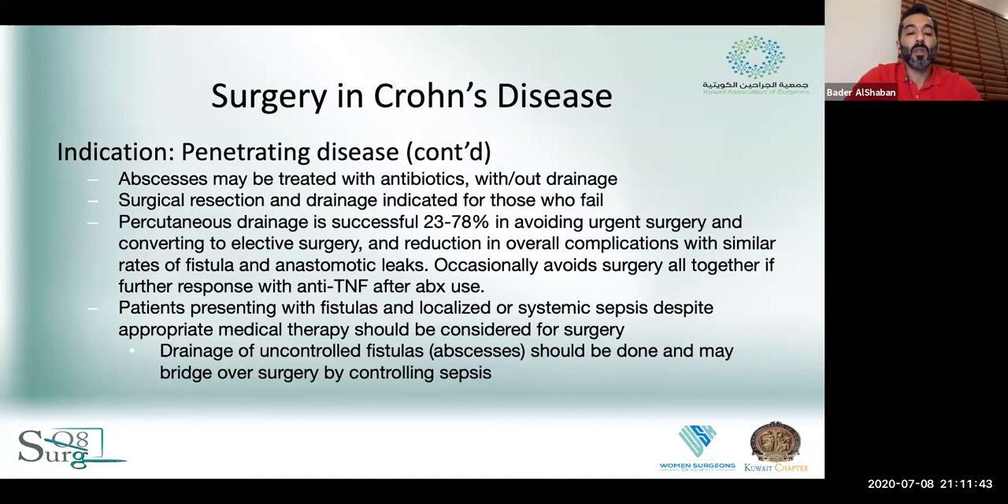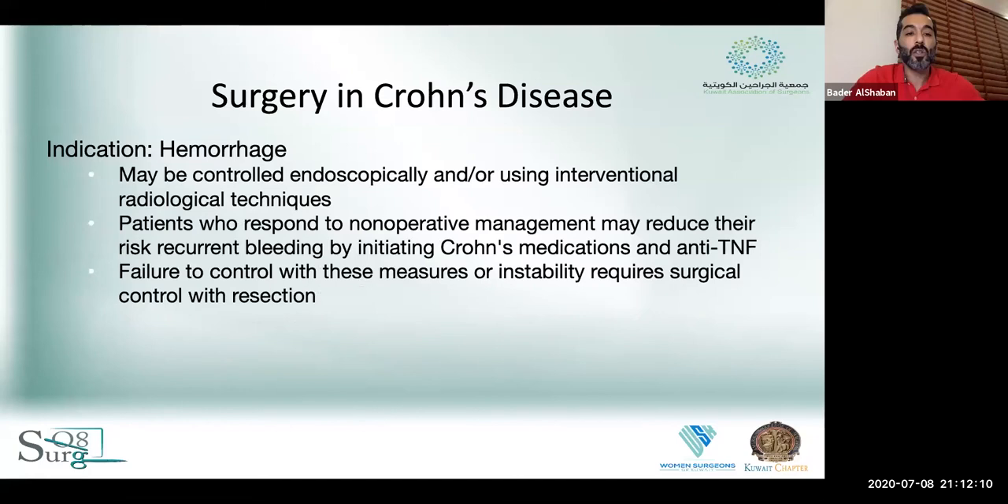Patients presenting with fistulized or localized systemic sepsis despite appropriate medical therapy should be considered for surgery. And that is because they are considered to be uncontrolled fistulas, and therefore these should be drained operatively with control of sepsis and surgical resection. Hemorrhage is another indication. It usually is controlled successfully immediately on biologics, and may sometimes respond to non-operative management. However, as we all know, if these modalities fail, the patient will require surgical resection.